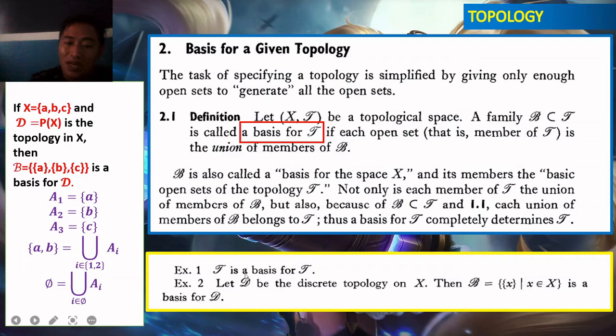So naa pay mga basis nga walay empty set, naa class na ang mga basis nga dili mag-contain og empty set. So example number 2, let script D be the discrete topology on X. So, kung discrete topology class, katong power set ni X. Then, ang script B class, which is the set containing the singleton sets for all x element in X, is a basis for script D. So, example here, class. So, if X is equal to A, B, C, and script D is equal to the power set of X, is a topology in X. Then, ang atong script B class: the set containing A, the set containing B, and the set containing C is a basis for script D.